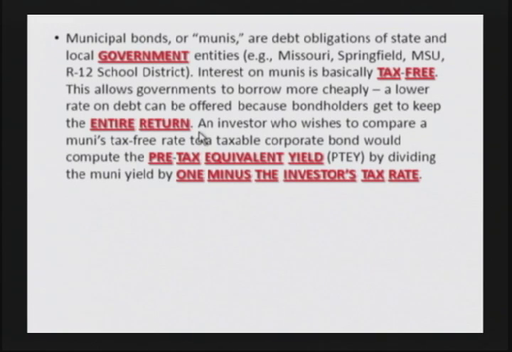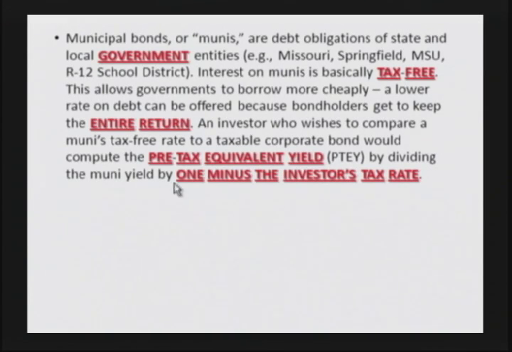So a potential muni investor would want to be able to compare that tax-free municipal bond yield to some taxable corporate bond yield because they would not get to keep the entire return on the corporate bond. They know it would have to be higher than the muni yield if they're of the same risk. So what taxable corporate yield would a muni bond's yield be worth? Well, that's done by calculating the pre-tax equivalent yield.